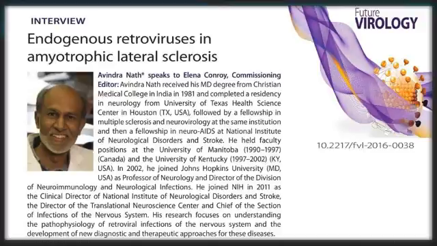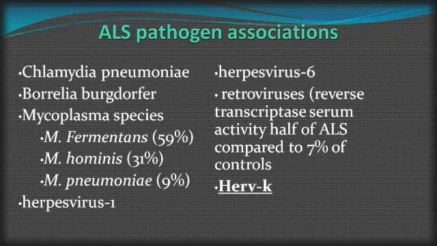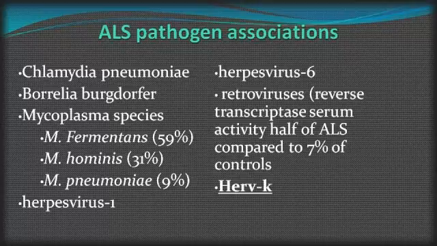So now we have endogenous retroviruses that are actually in the human genome. Dr. Nath has a study where he linked this retrovirus, called HERV-K, to ALS, and this is one of the viruses they're looking at as well, one that's actually in the human genome.